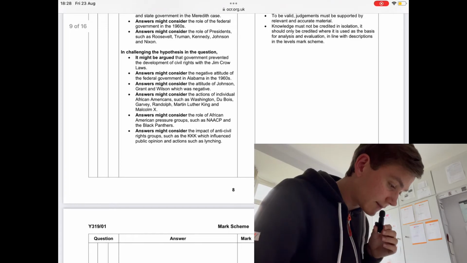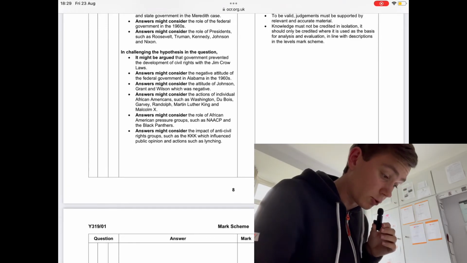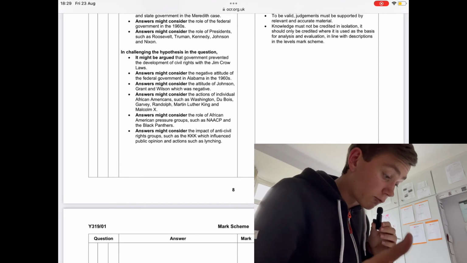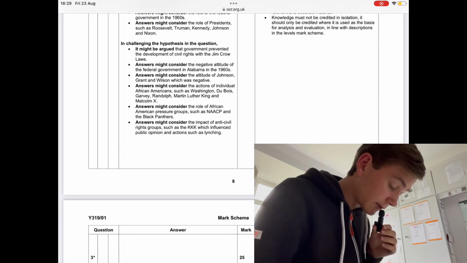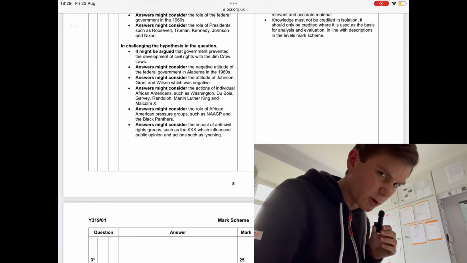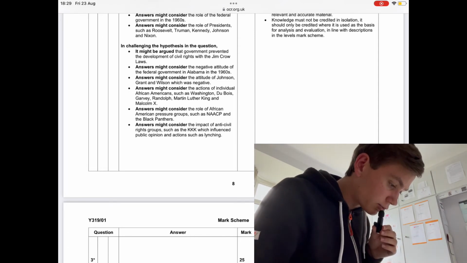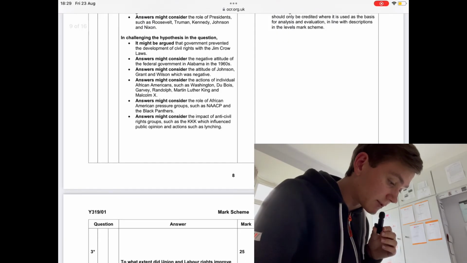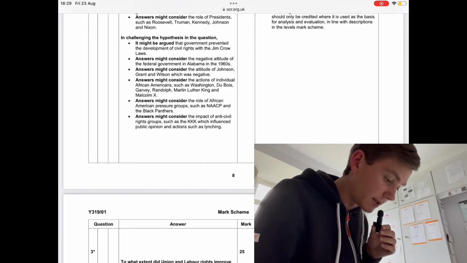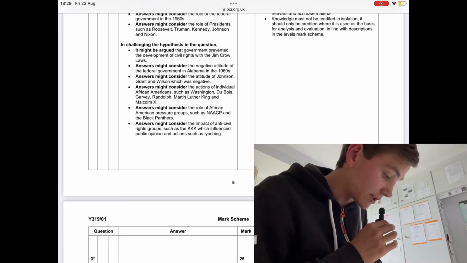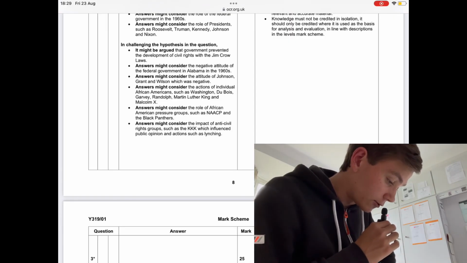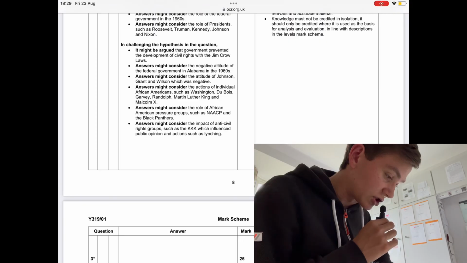Woodrow Wilson was negative. Actions of individual African Americans, which we talk about, like Du Bois, Garvey, Randolph, Martin Luther King, Malcolm X, all discussed in our paragraph. This is good for my marks at the moment, if I were to mark this. The role of African American pressure groups such as the NAACP, the National Association for the Advancement of Colored People, and the Black Panthers. I'll say that slower this time. And you can also have the impacts of anti-civil rights groups, such as the KKK, a far-right group, which influenced public opinion and actions such as lynching.